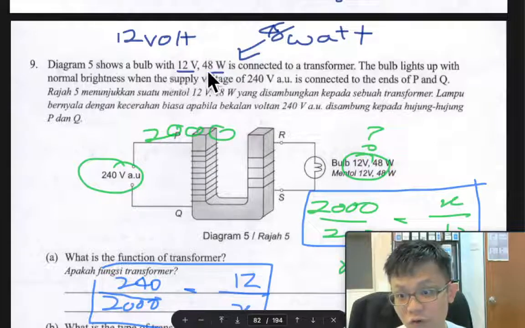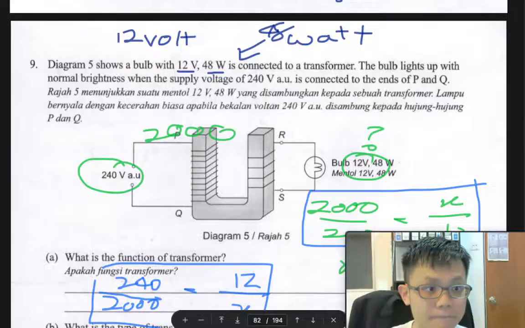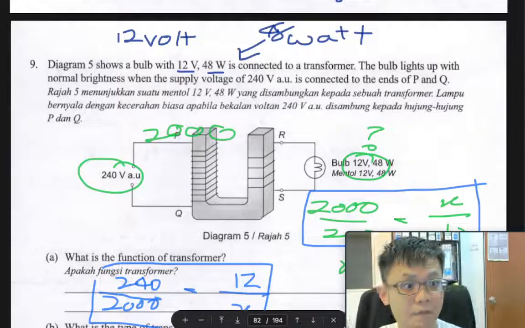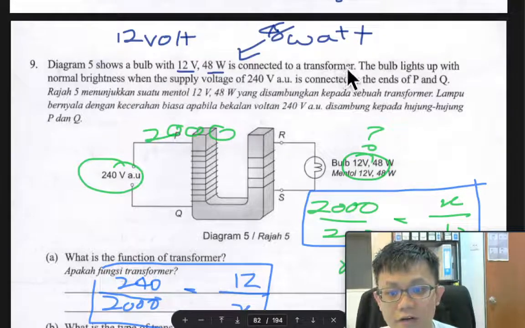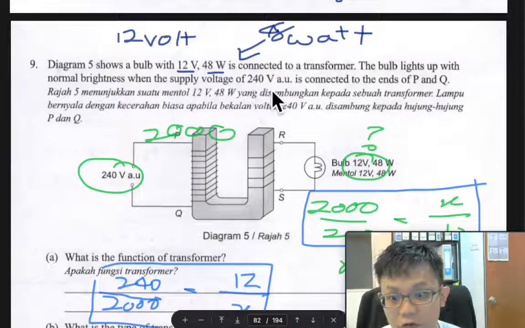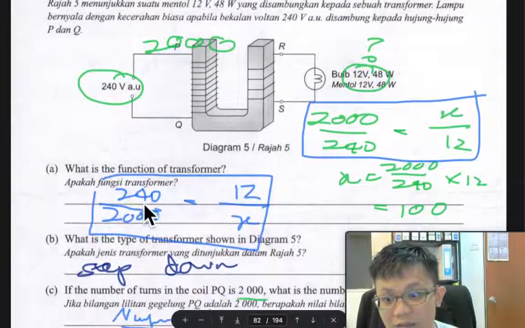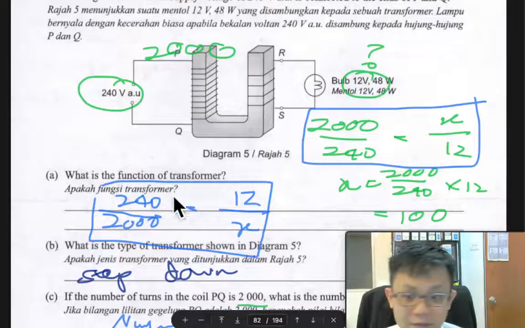There is a 12 volt, 48 watt bulb connected to a transformer. The 12 volt, 48 watt bulb lights with normal brightness, and the supply voltage is 240 volt, connected to P and Q. So there's 240 volt here and the 12 volt, 48 watt bulb here. Transformers either step up or step down the voltage.